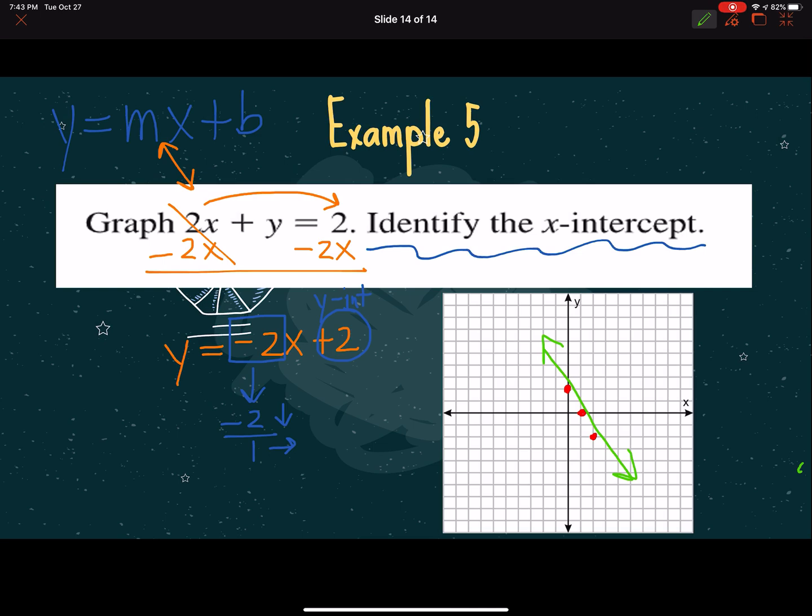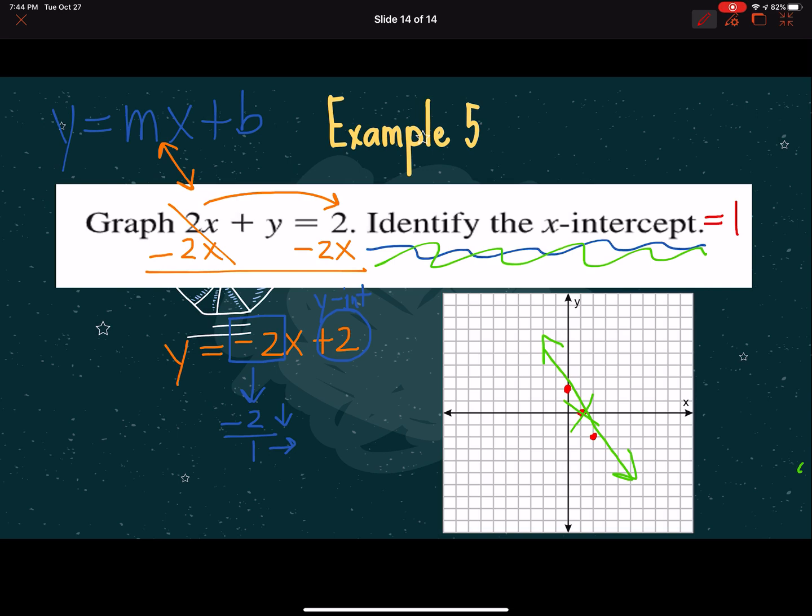Now this next part said identify the x-intercept. Once I have that graphed, I can see right here that my x-intercept, or where it crosses the x-axis, is at 1. So identifying the x-intercept, I could put that is equal to 1.